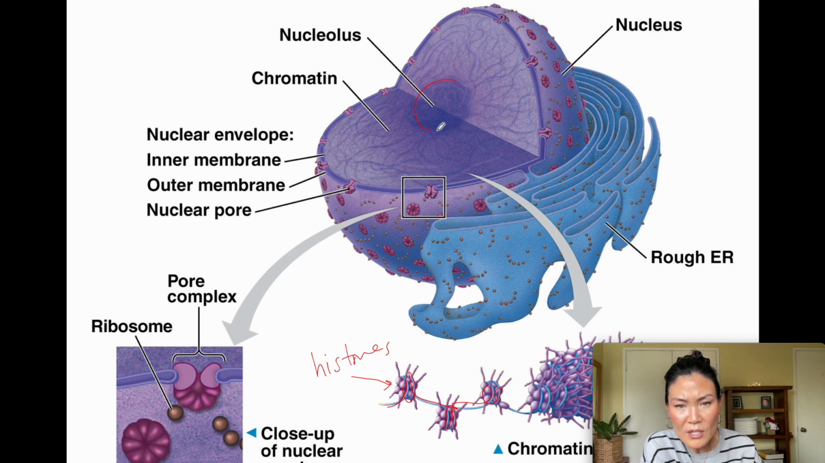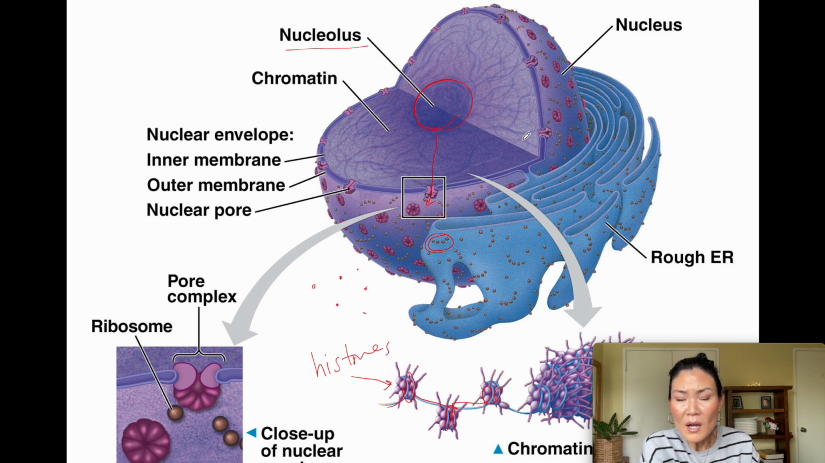See this darker region in the nucleus? That's called the nucleolus. That's where ribosomes are being synthesized and made. Those ribosomes are going to exit through the pores and go attach themselves to the rough ER, or they're going to be floating in the cytosol.